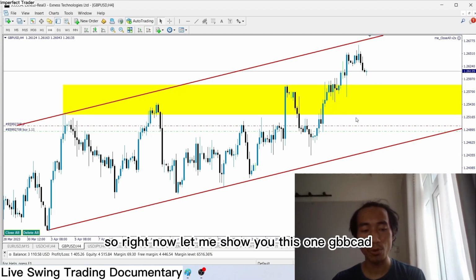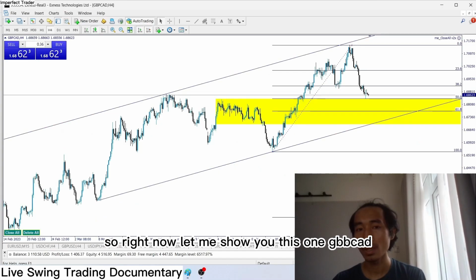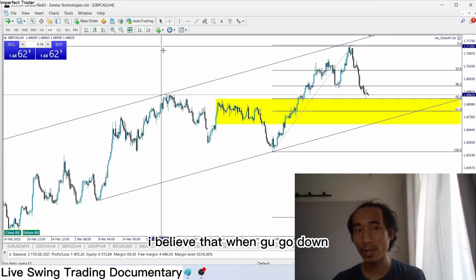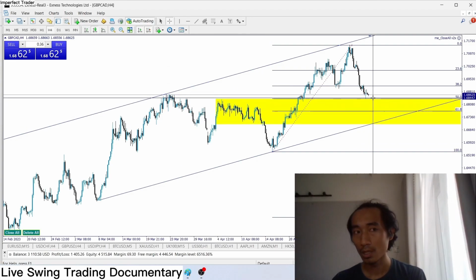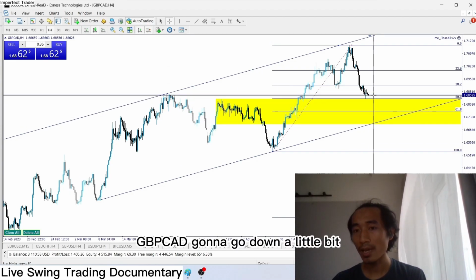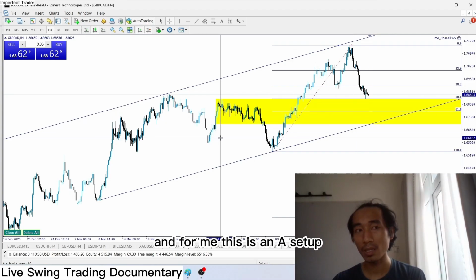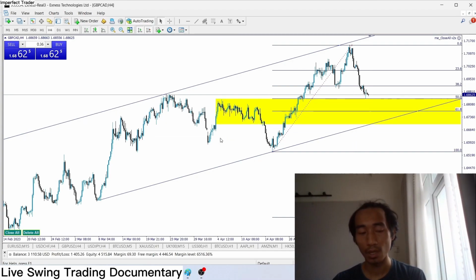So right now, let me show you this one, GBP CAD. I believe that when GU goes down, GBP CAD is going to go down a little bit, and for me, is it an A setup? Let me show you why.